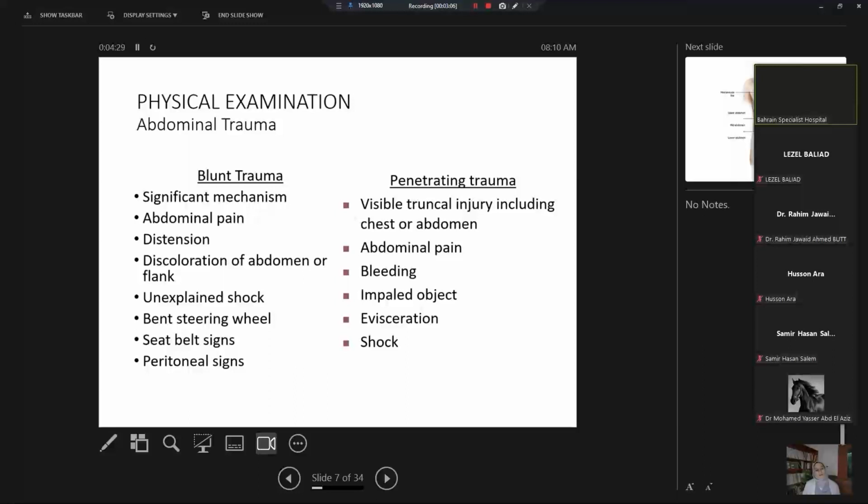The difference between what we are looking for in physical examination between a patient who had blunt trauma or penetrating trauma. In the blunt trauma, it really depends on the mechanism of the blunt trauma. We are looking, of course, for abdominal pain, distension, any discoloration in abdomen or flank, unexplained shock, if there was a bent steering wheel, if there is seat belt signs or any peritoneal signs. In penetrating trauma, we will be looking for any visible injury, including the chest or the abdomen, and of course, abdominal pain, any bleeding, any impaled object, and evisceration, and lastly, shock.